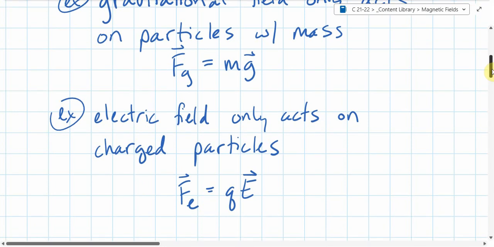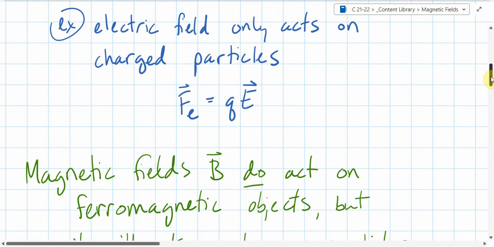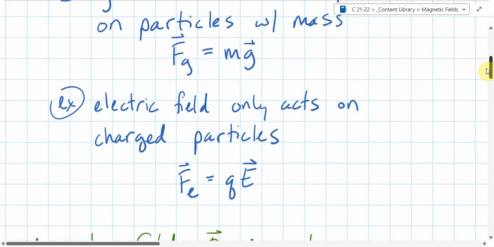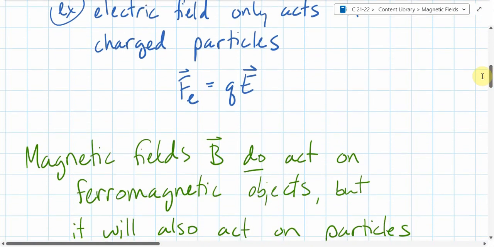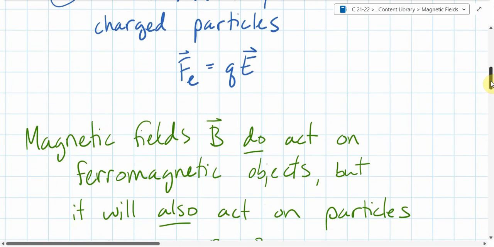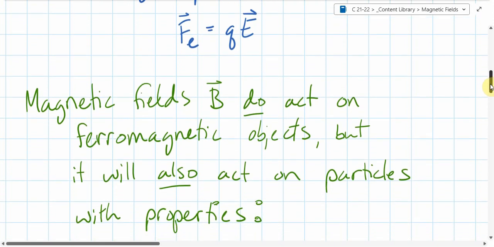So magnetic field is similar, but also breaks the pattern a little bit. If we followed the pattern, there should be a magnetic field caused by something that is magnetic, and then the field should exert a force on things that are magnetic, and it does, okay? Magnetic fields do act on ferromagnetic objects, magnets, and they do, but we in this class don't really care about that.